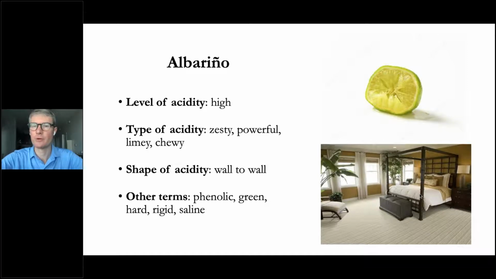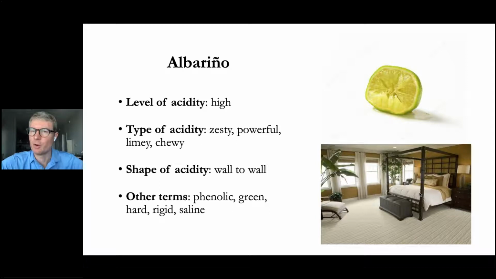Another example of this syndrome we experienced in week 1 with Assyrtiko, and I mentioned Albariño in that context. That's another wine with a very powerful acid structure. It's got high acid, yes, but more to the point, powerful acid structure. And why, in the case of Albariño, do we feel this structure so strongly? Well, I think it's because of the last word I've written down there under type of acidity, which is chewy. And chewy, for me, refers to the first word under other terms, which is phenolic.